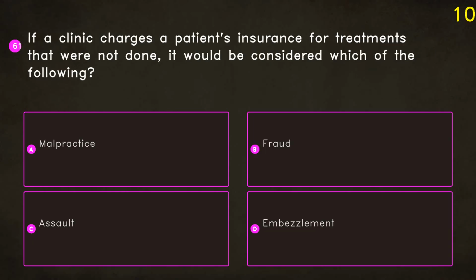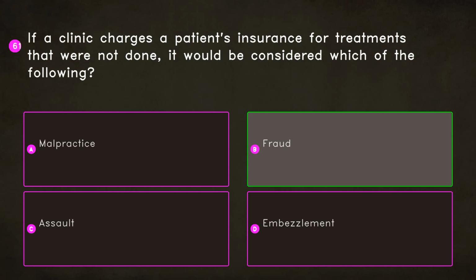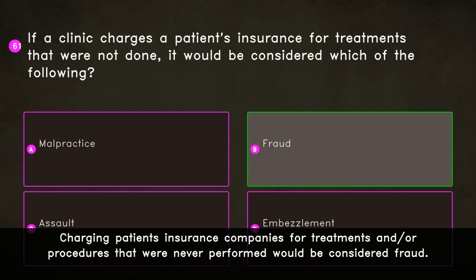Question 61. If a clinic charges a patient's insurance for treatments that were not done, it would be considered which of the following? A. Malpractice. B. Fraud. C. Assault. D. Embezzlement. The correct answer is fraud. Charging patients' insurance companies for treatments and or procedures that were never performed would be considered fraud.